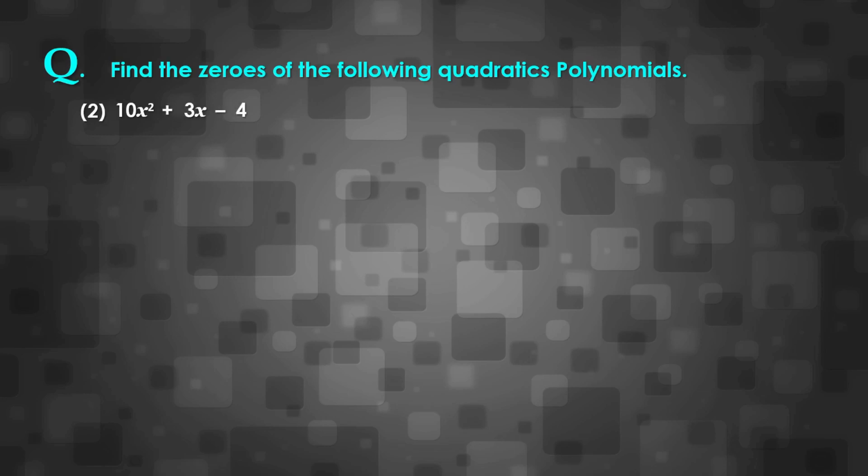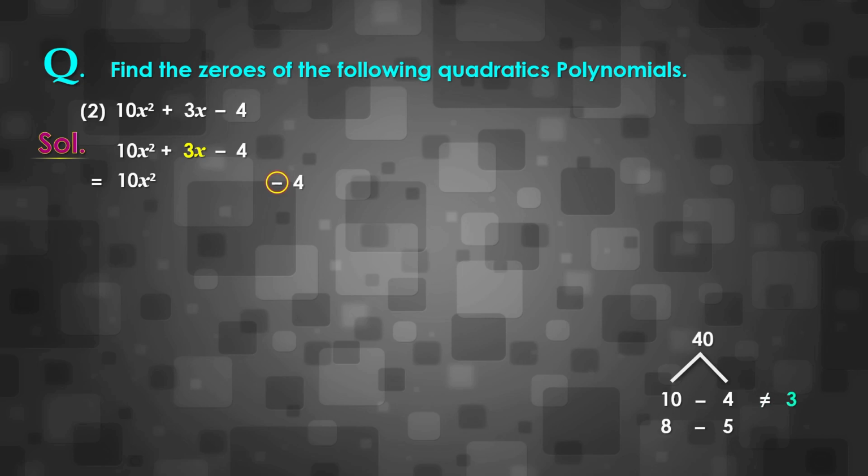Now let us find the zeros of the quadratic polynomial 10x squared plus 3x minus 4. First, we multiply the coefficient of x squared and the constant term. 10 multiplied by minus 4 gives minus 40. Now we look for two numbers whose product is minus 40 and whose sum is plus 3. The numbers are plus 8 and minus 5.